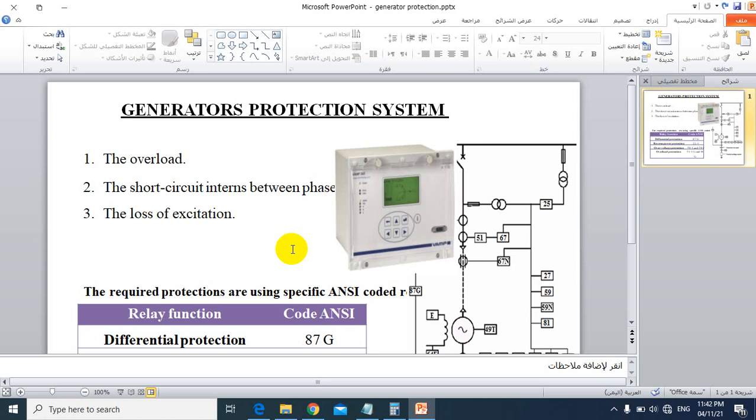the risk of a fault cannot be completely eliminated from any machine. The device used in the generator is called the generator protection. It ensures that when a fault arises, it is eliminated as quickly as possible.